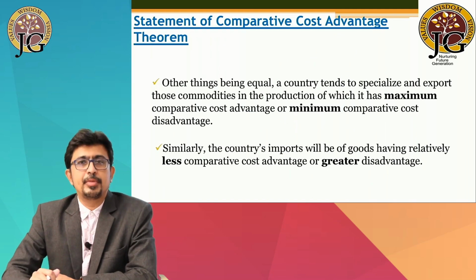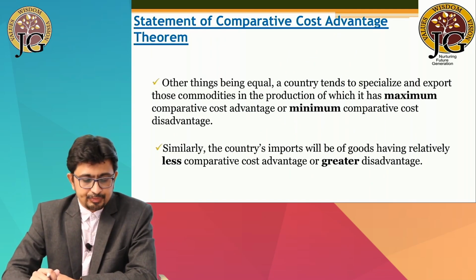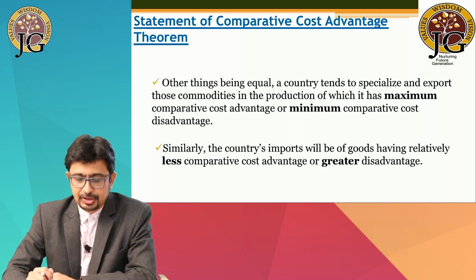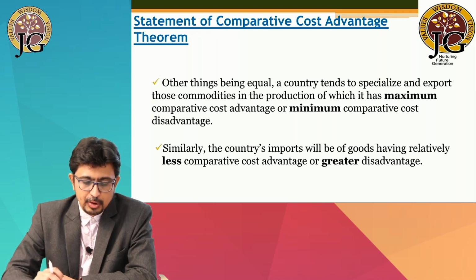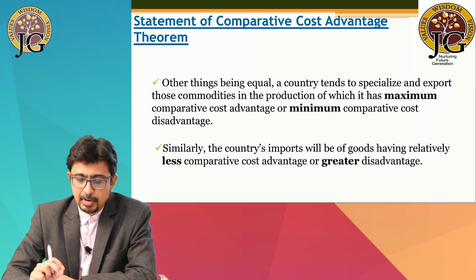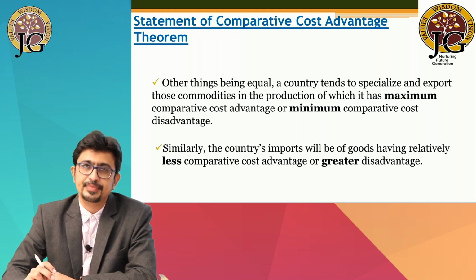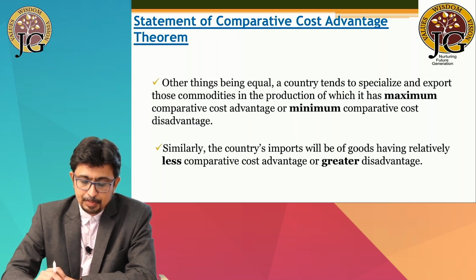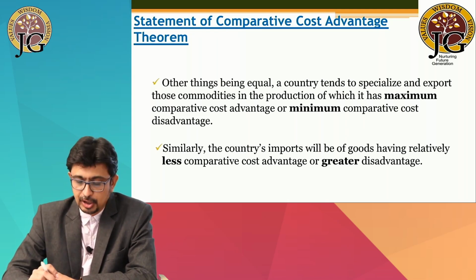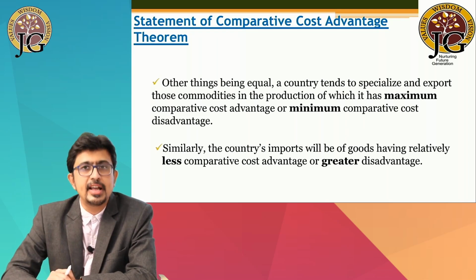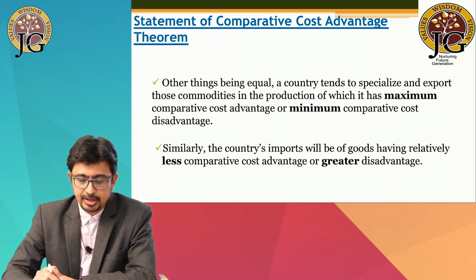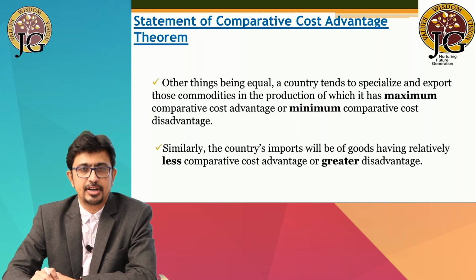Now, this is the statement of the theory. Other things being equal, a country tends to specialize and export those commodities in the production of which the country has maximum comparative cost advantage or minimum comparative cost disadvantage. Similarly, the country's imports will be of those goods in which the country has relatively less comparative cost advantage or a greater disadvantage.